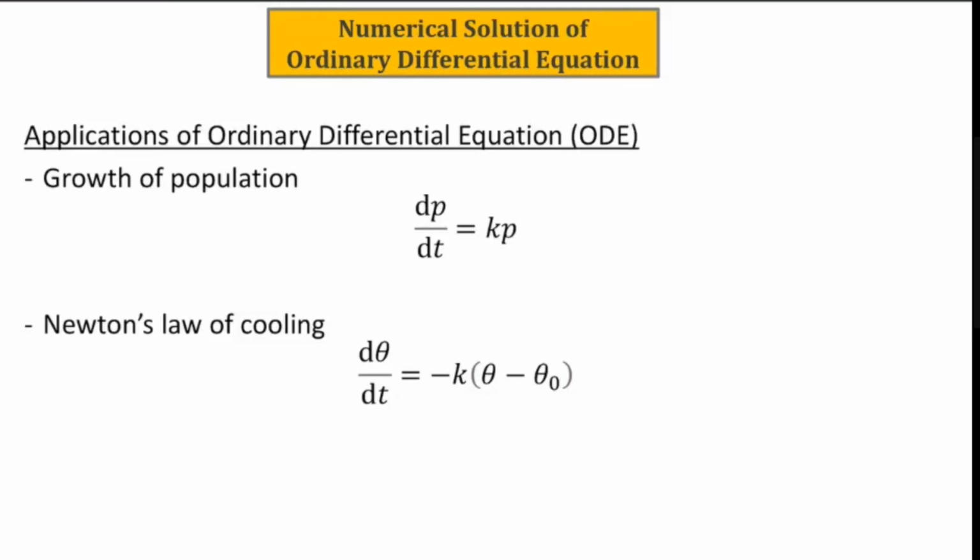To find the solution, look at here. We want to find the solution of the ODE. So what is the solution? The solution is the dependent variable. That's why I teach you about dependent and independent variable. The dependent variable is the solution. Okay, for this growth of population, we want to find P. P is the population.